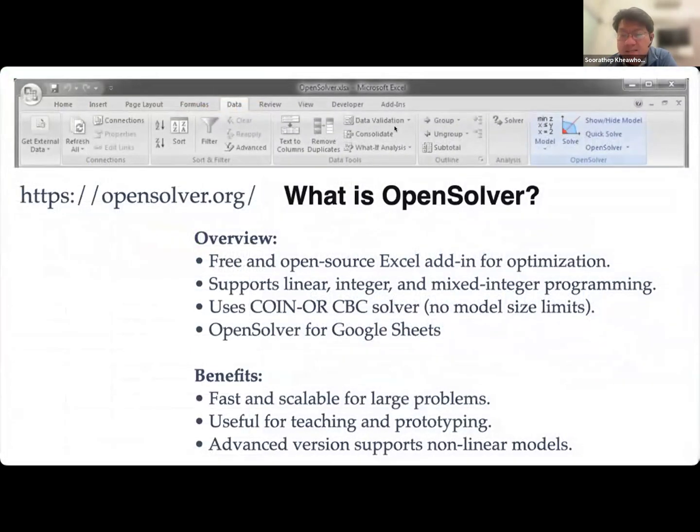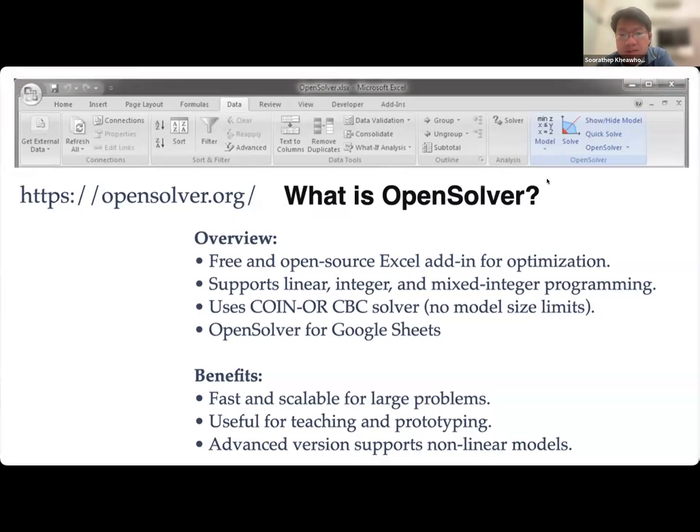In order to extend the capability of the Excel solver, I recommend OpenSolver. You can go to this website, opensolver.org. By using OpenSolver, it works in a similar way as the Excel solver, and it's working in Excel also, right?